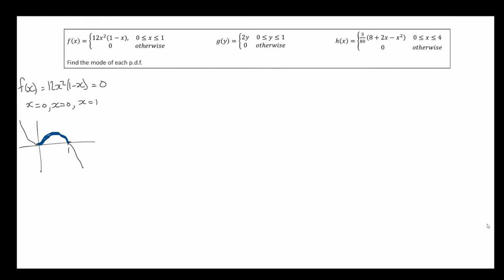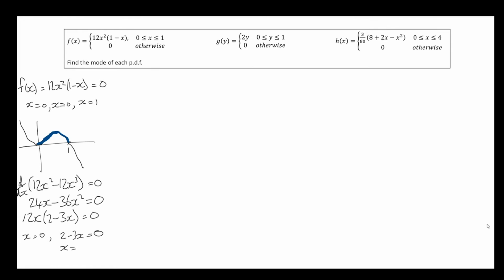So actually, I realize I can differentiate and find the mode in this particular question. So let's go ahead and do that. I'm just going to expand the function out in the first place, and differentiating gets us 24x minus 36x squared. Factorizing that gives us 12x and 2 minus 3x as factors. That either gives us x equals 0 or it gives us x equals 2 over 3.